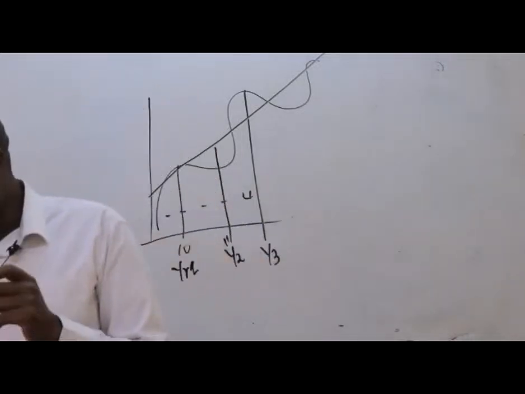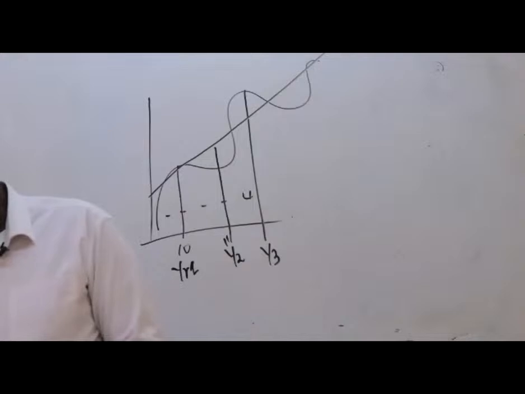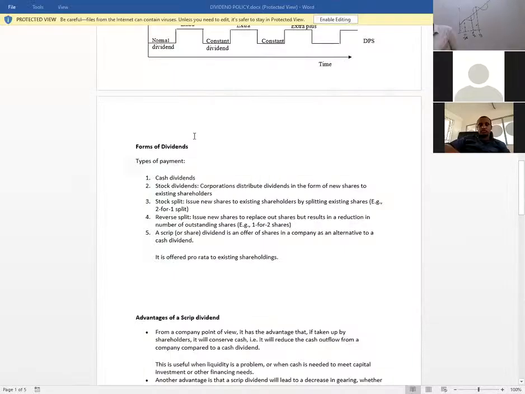Now, the most important thing that you're supposed to understand, ladies and gentlemen, for us at this level, is basically these forms of dividends. They are good for your exams, and good for you to understand them. Forms of dividends: we have what we call cash dividends, when you decide to pay dividends in the form of cash. We have stock dividends. Under stock dividends, you decide to pay your dividend by giving your shareholders more shares, additional shares in the company.